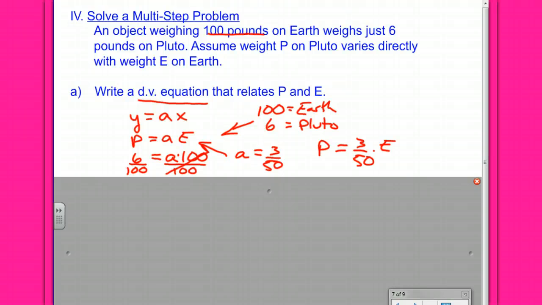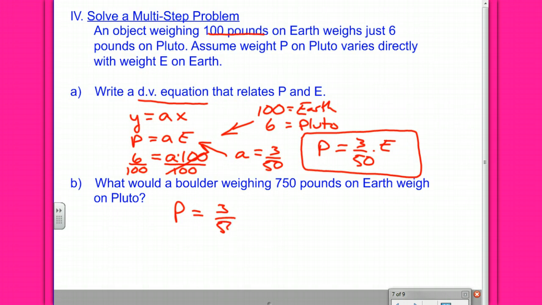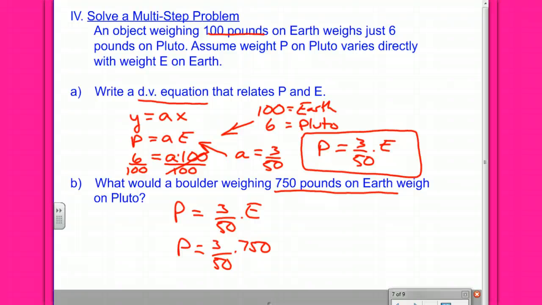Okay? The follow-up question would be, what would a boulder weighing 750 pounds on Earth weigh on Pluto? So we simply take our equation that we made and we substitute what we know, 750 pounds on Earth. So we can plug that in for the Earth weight. Okay? And how many times does 50 go into 750?